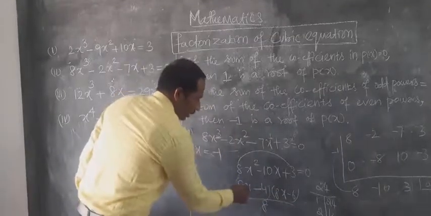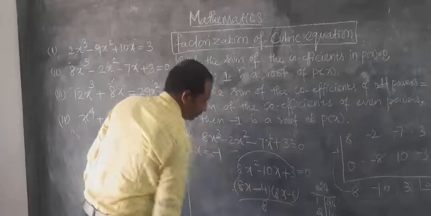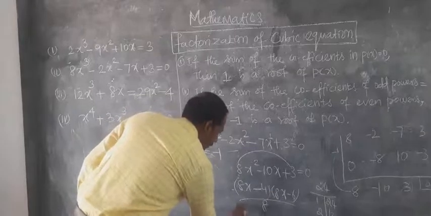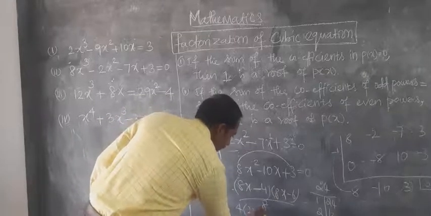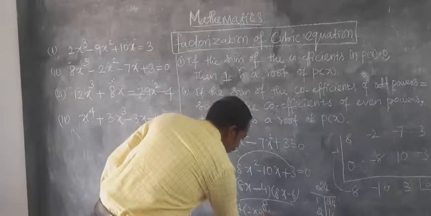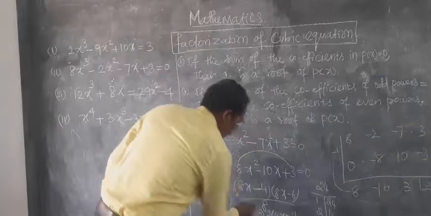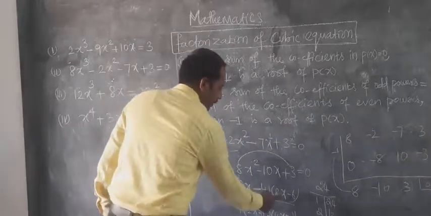Then you take common from 4. Here you take common from 2. This is a factor. So 4 into 4 means 2x minus 1. Here 2 means 4x minus 3. Because in the 2 factor it has a common number. Here 4 is a common, here 2 is a common.